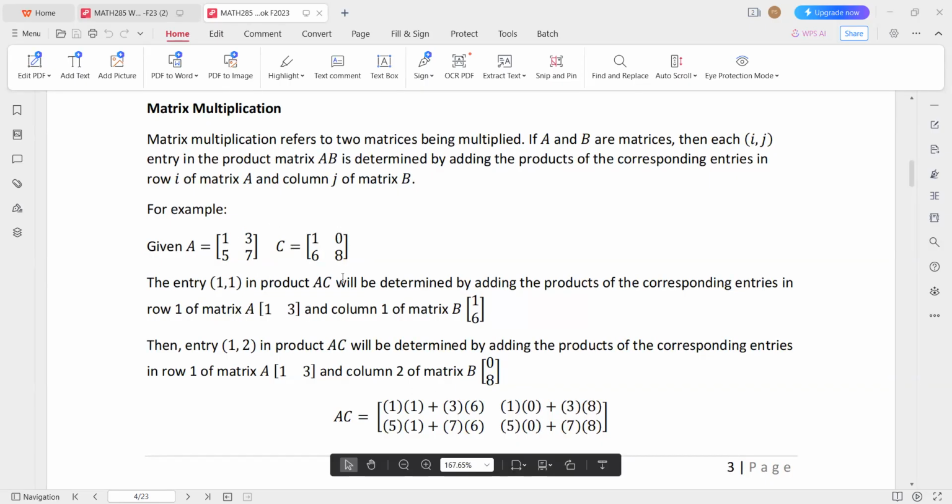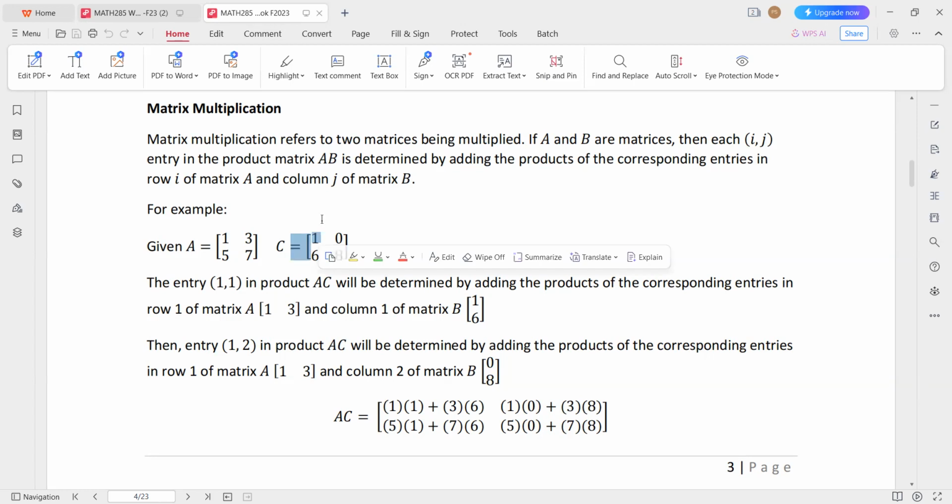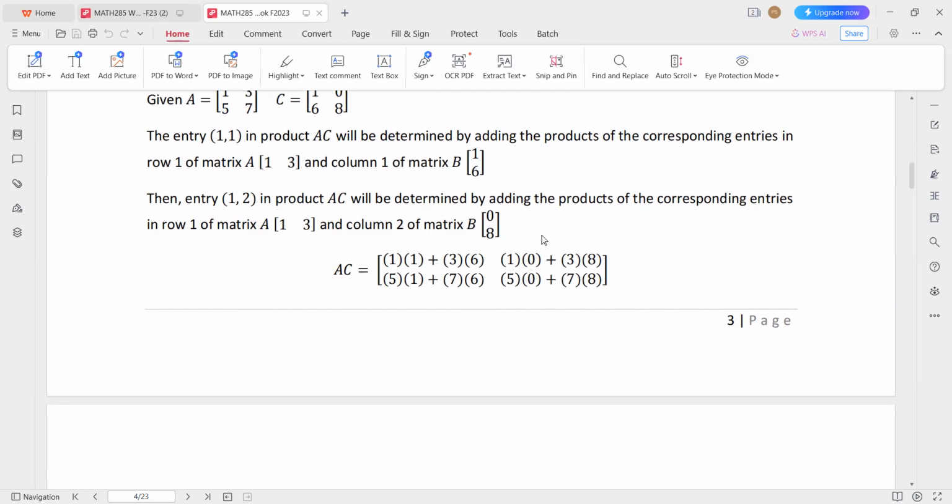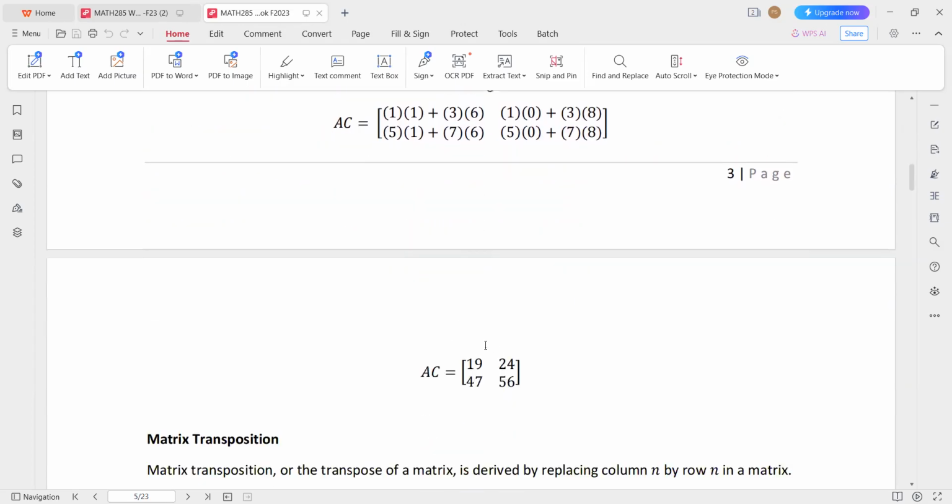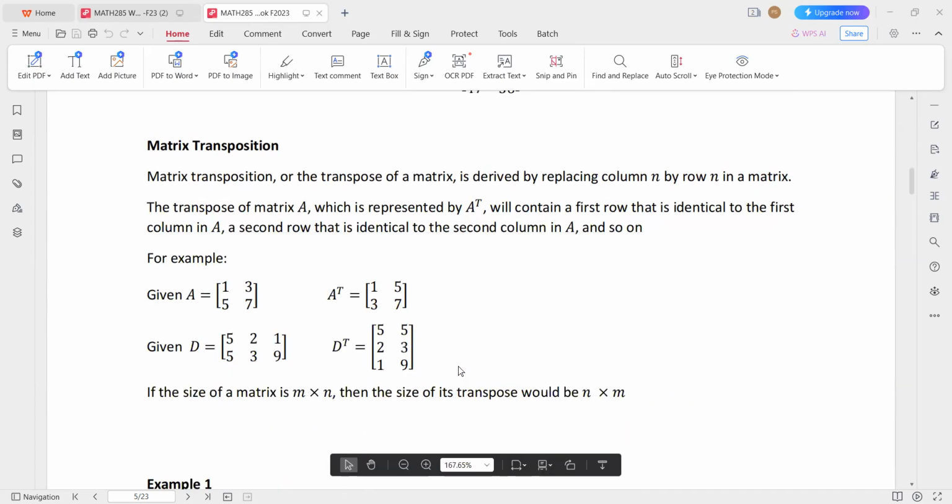So you do the same for this side. So you have 1 times 0 plus 3 times 8. You do 5 times 1 plus 7 times 6. And you also do 5 times 0 plus 7 times 8, which is what you have here. So if you do the addition, you're gonna have 19, 24, 47 and 56.